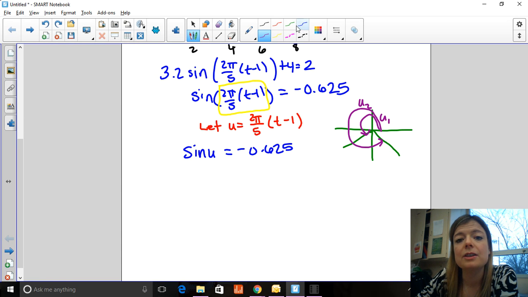Okay, so what do they share in common? Well, they're both going to have the same related acute angle. So there's beta for u1 and there's beta for u2. So now I'm going to go ahead and find beta.